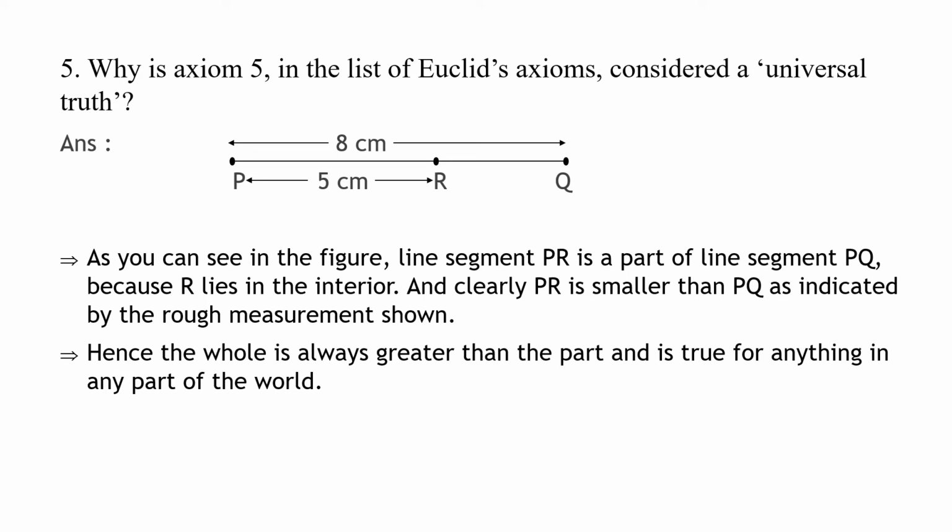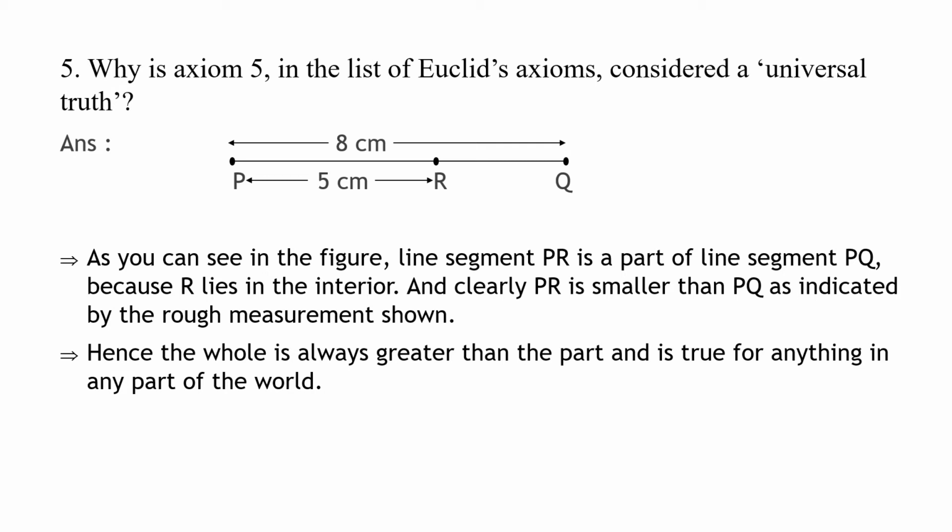So what you can see here, PQ is 8 centimeter. So if the point R lies between P and Q, then PR should always be smaller than PQ. If the point R lies outside P and Q, then PR will be greater than PQ. But what is axiom 5?